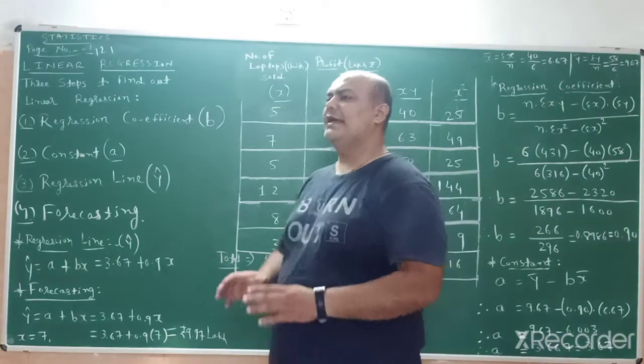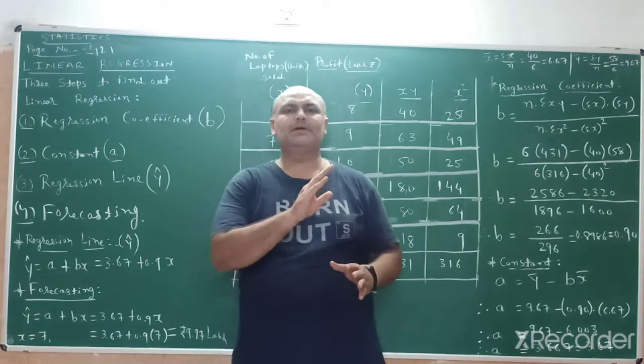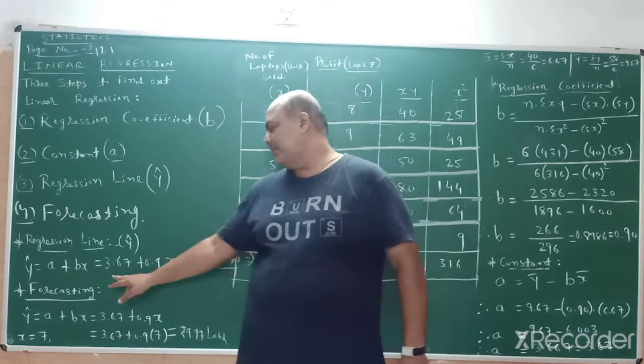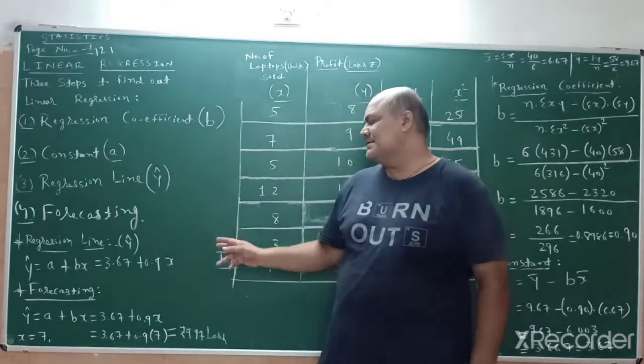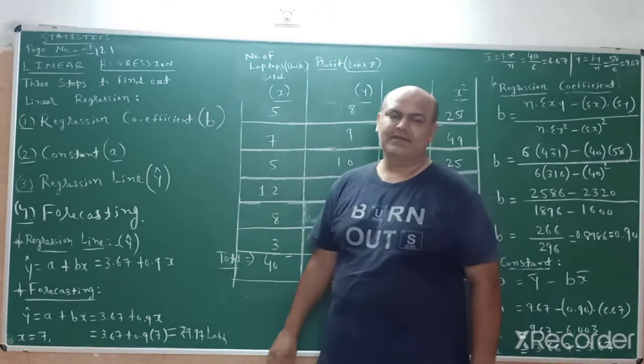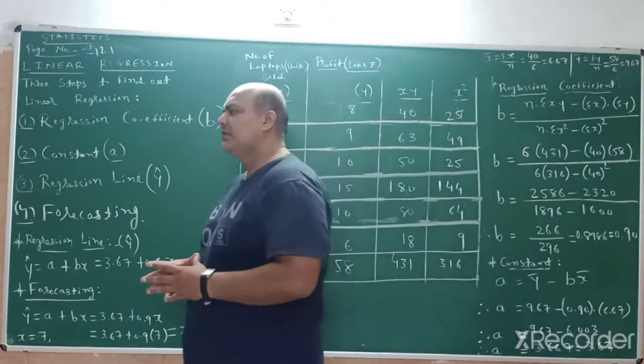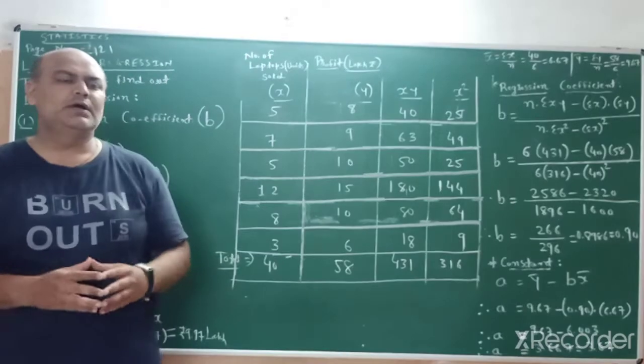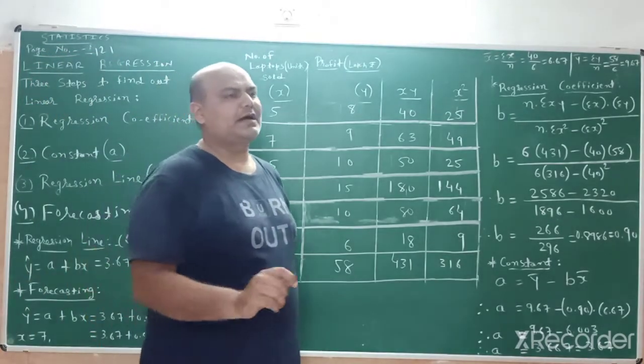So the regression line is y cap equals A plus bx, that is 3.67 plus 0.9x. Regression line is ready. Now what do we have to do? At last we have to do the forecasting.